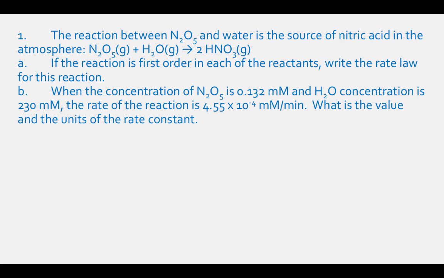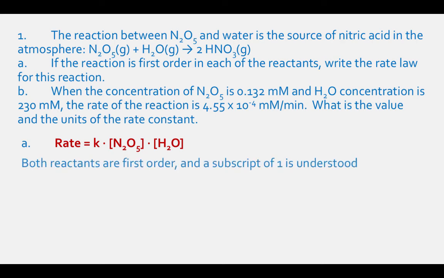For letter A, the rate law is written as rate equals the rate constant, K, times the concentration of N2O5 times the concentration of H2O. Since both reactants are first order, the one superscript is understood and not written in most cases. For part B, plug the values into this equation and solve for K, the rate constant.